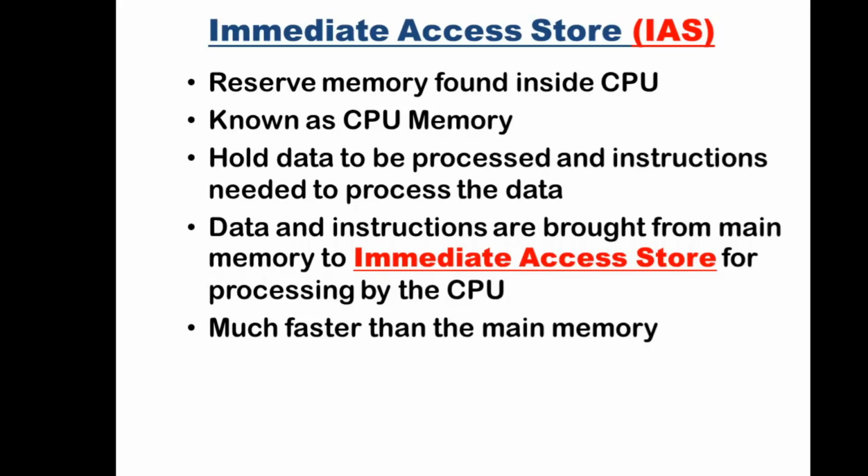So sometimes it becomes slow, and sometimes the available storage to hold the data and instruction is not readily available, and the CPU has to wait. That is why the immediate access storage is there. The CPU takes the required data and the instruction from the main memory to the immediate access store, means its own reserve memory, and then process it immediately. That is why it is much faster than the main memory.